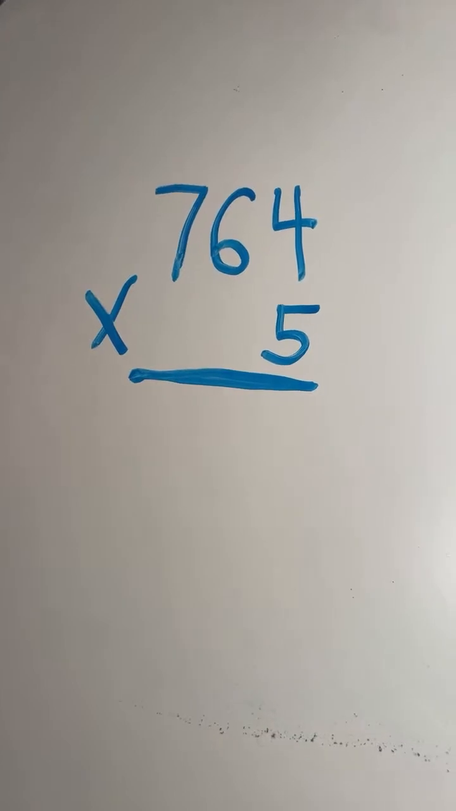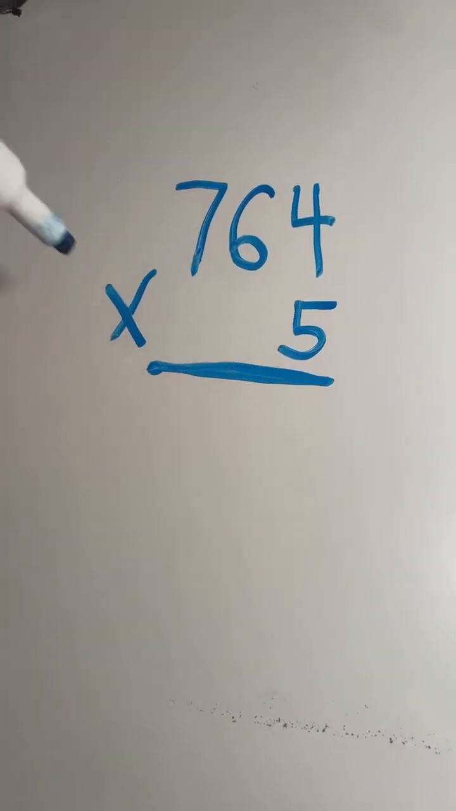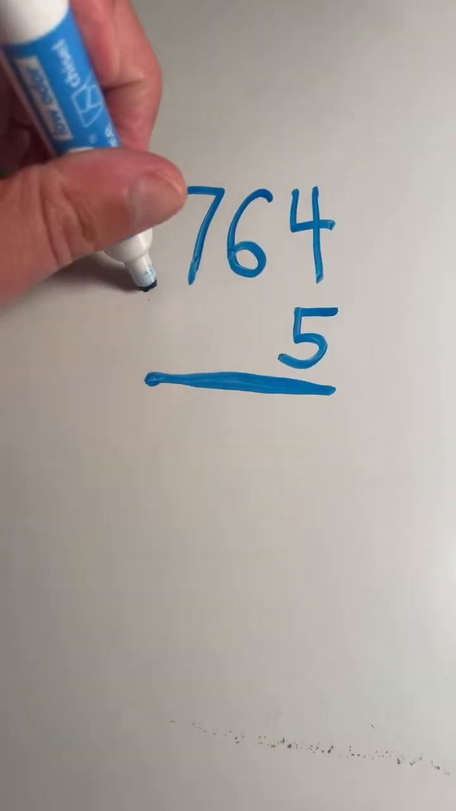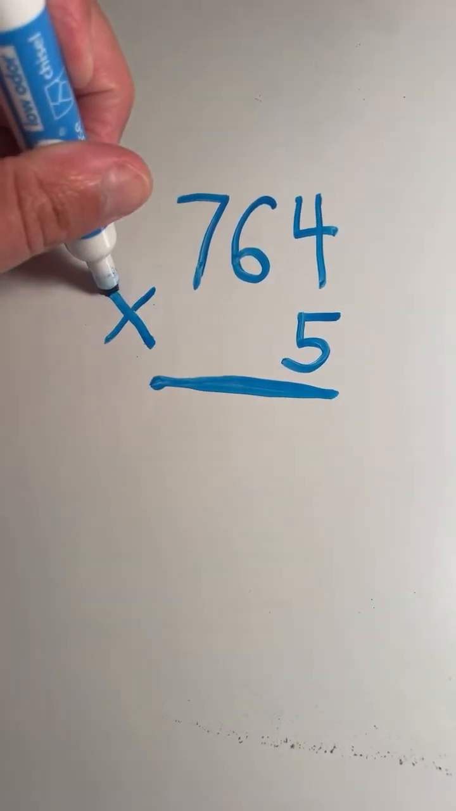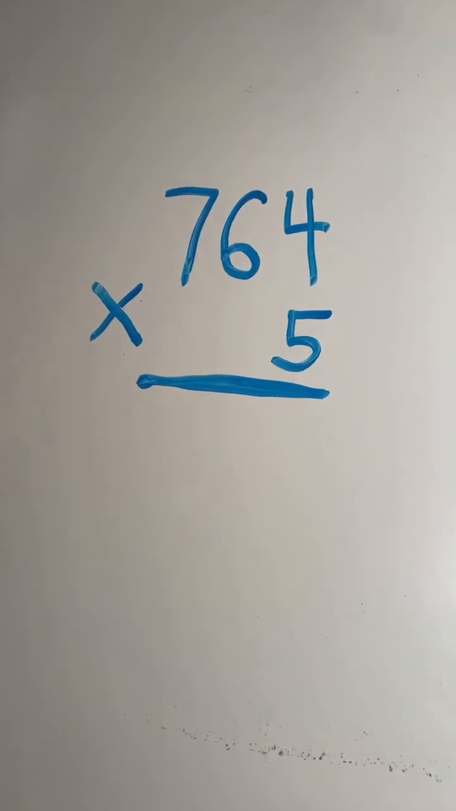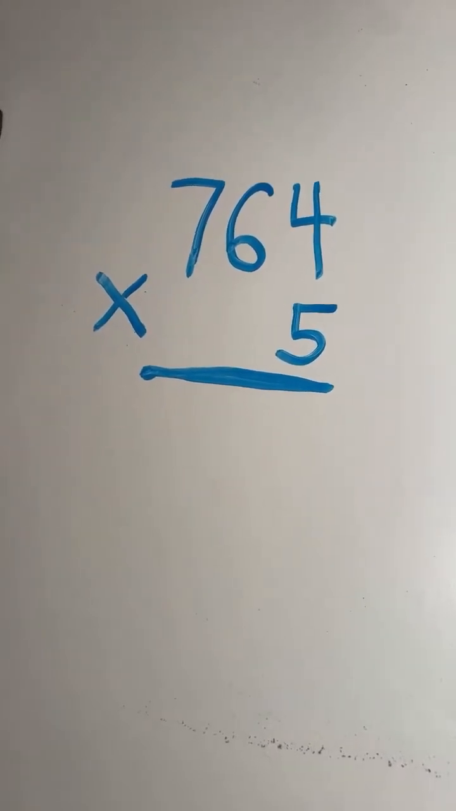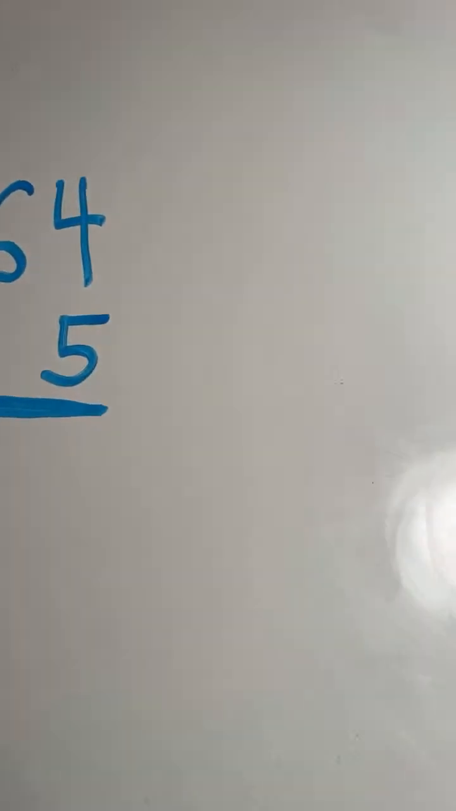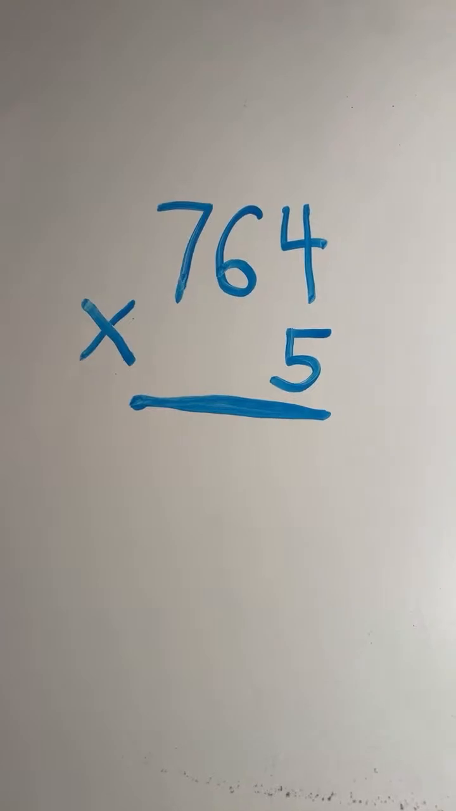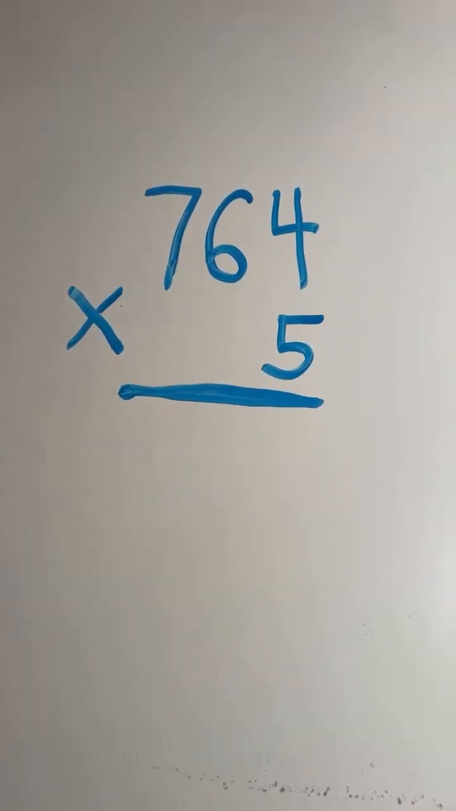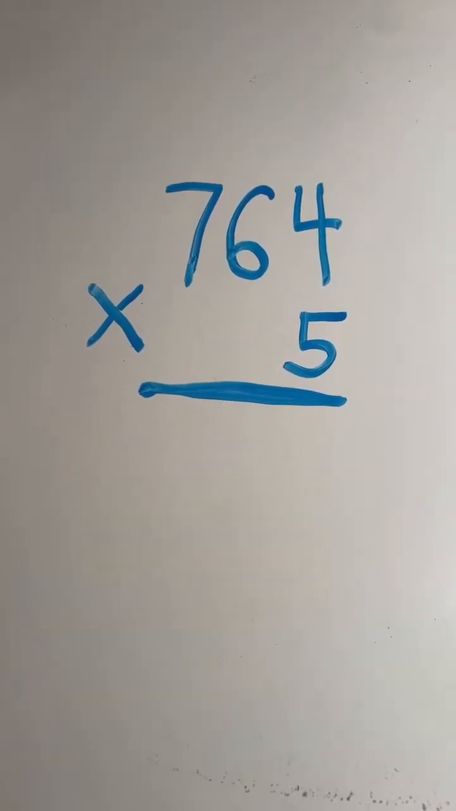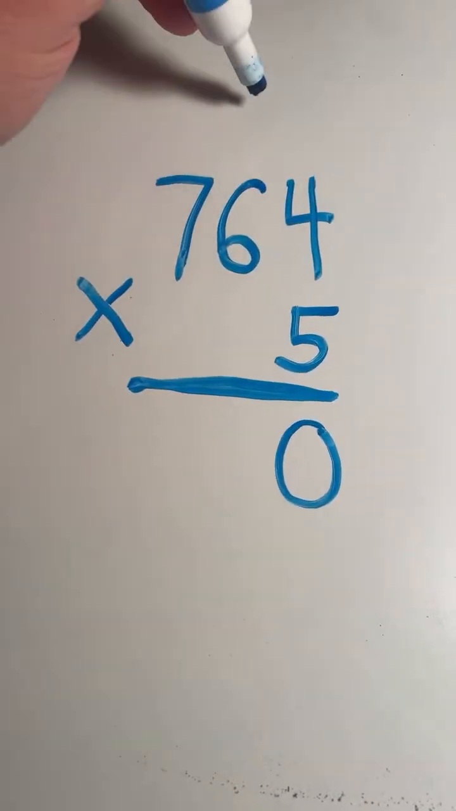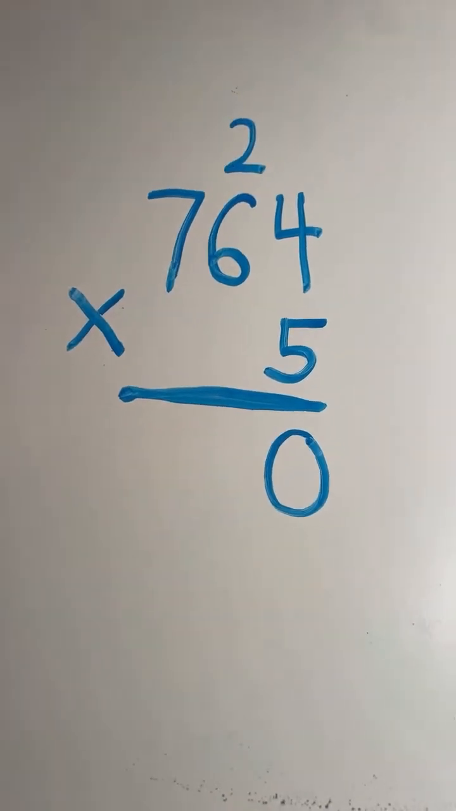All right, next example problem, 764 times 5. Let me make my multiplication sign a little neater here. All right, 764 times 5. So we're going to start in the ones place. We're going to start by multiplying 4 times 5. 4 times 5 equals 20. Since our product is more than 10, we are going to regroup. So the 0 in 20 goes in the ones place. The 2 in 20 gets carried over to the tens place.